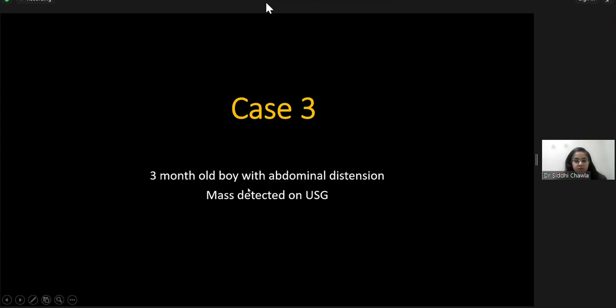So this was the history. This was a 3-month-old boy with abdominal distension, and a mass was detected on ultrasound, and then CT was done for the patient.